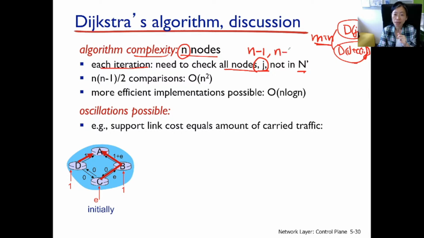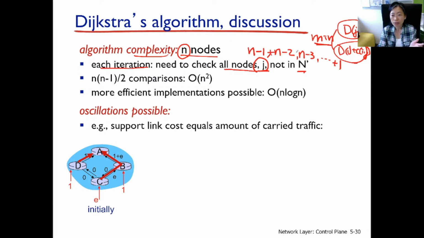Second iteration, how many? Because there's one more node being included into N prime, the number of j in the second iteration is only n minus 2. Third iteration, and we can go on until the second last iteration, where we have only one node remaining connecting to the new node being added to N prime. In the last iteration, the second step is not going to be called because there's no j remaining.